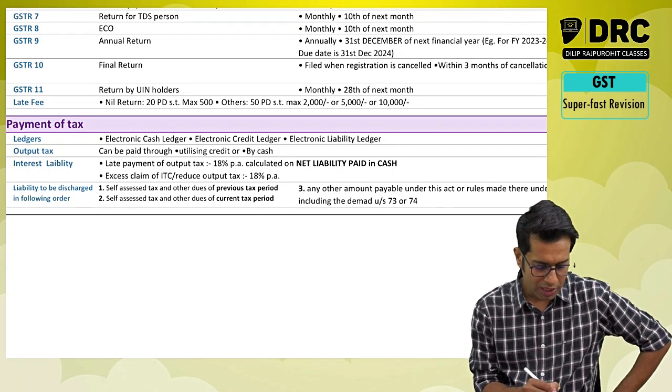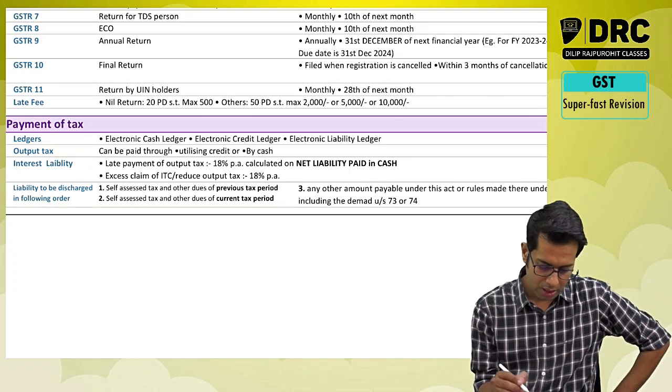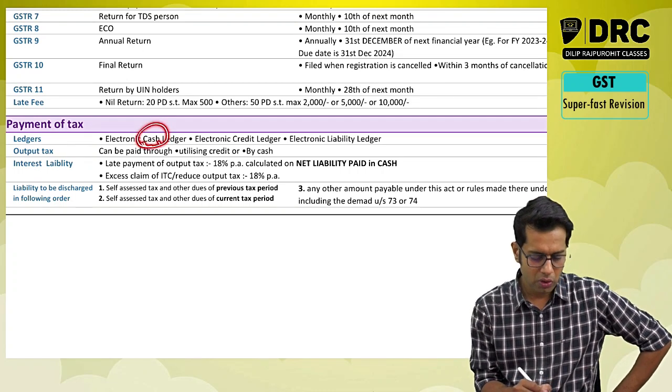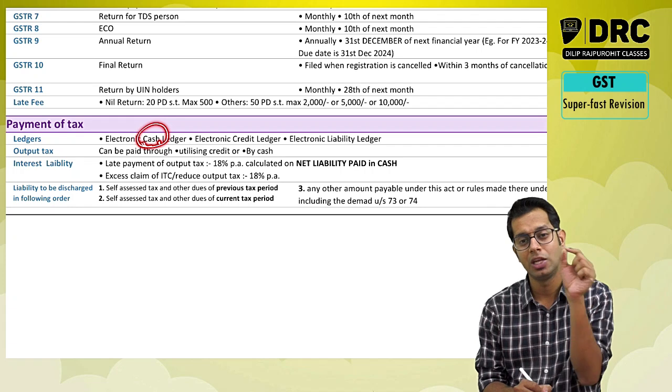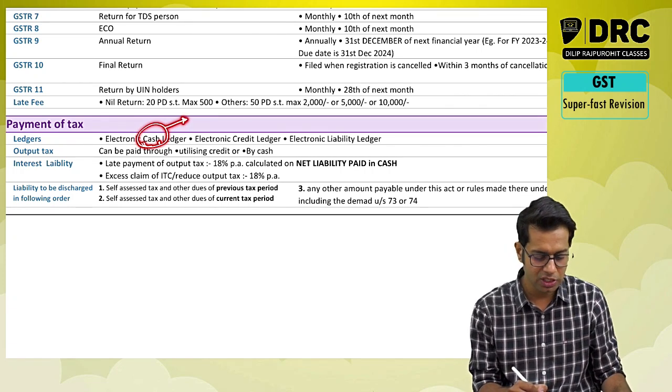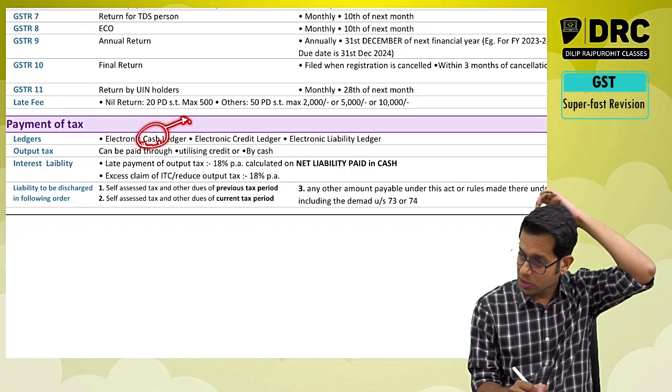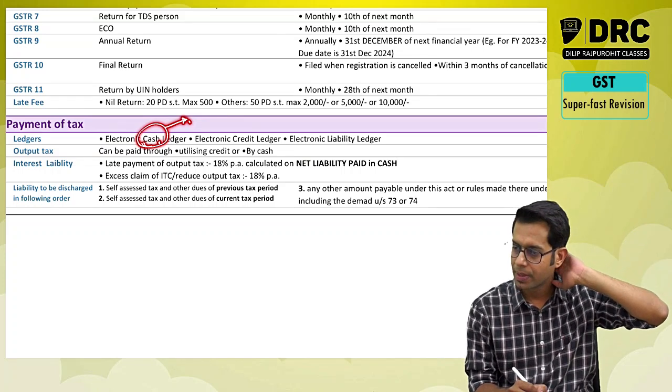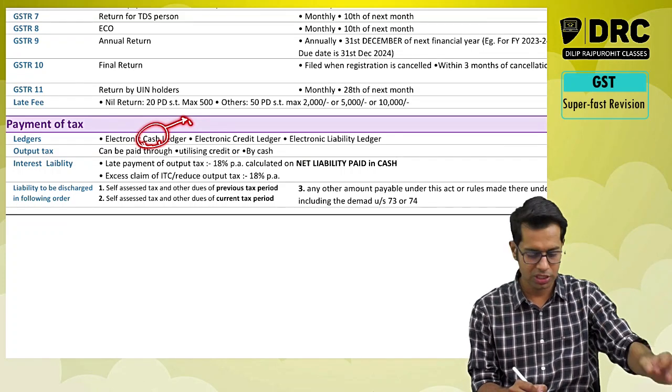So whatever output tax you have. Now, electronic cash ledger, whatever cash you deposit in your GST portal will go in this electronic cash ledger. The cash can be deposited in the GST portal. How can the cash be deposited in the GST portal, sir?